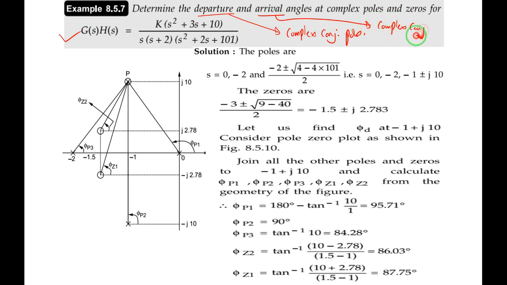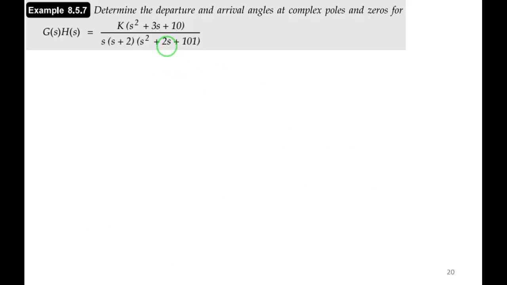Complex conjugate zeros, right? So calculate the departure and arrival angles at complex conjugate poles and zeros for G(s)H(s) equal to K times s squared. Okay, we'll take up this. This solution is there, I'll not go through the solution. Let me take it up in the new slide.